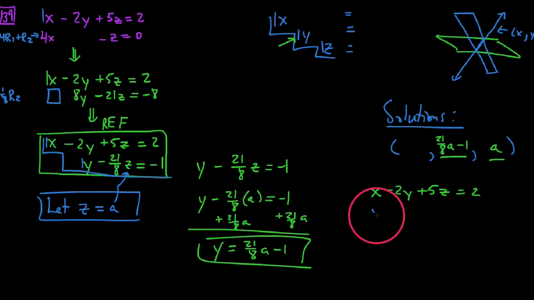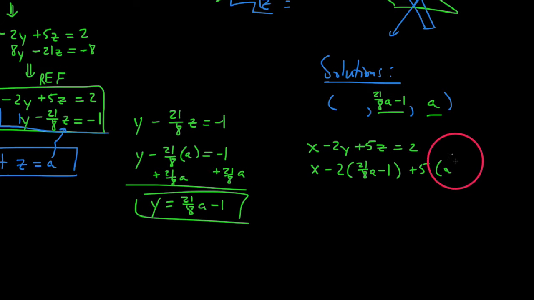So substituting, we get x minus 2 times y, which in this case is 21/8 a minus 1, plus 5 times z, which we're just calling a here. This is equal to 2. So as far as simplifying goes, we do need to do distribution first here.